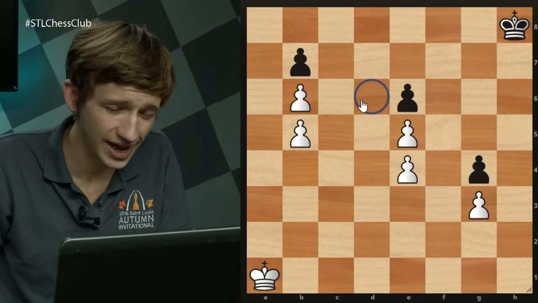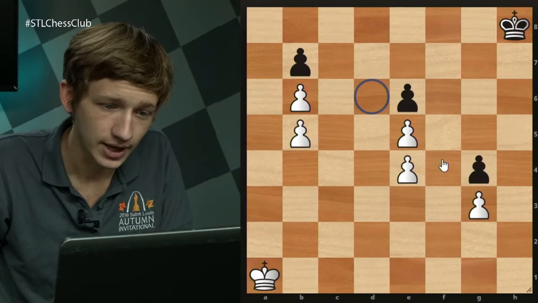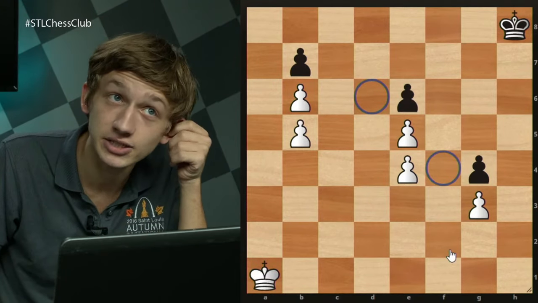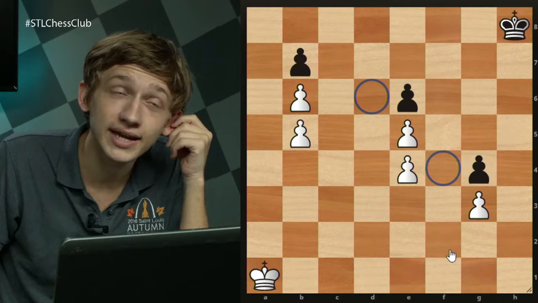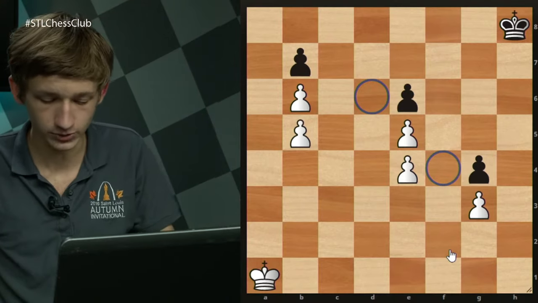Now, is f4 a key square? It turns out the answer to that is no. Why is the answer no? Who knows?